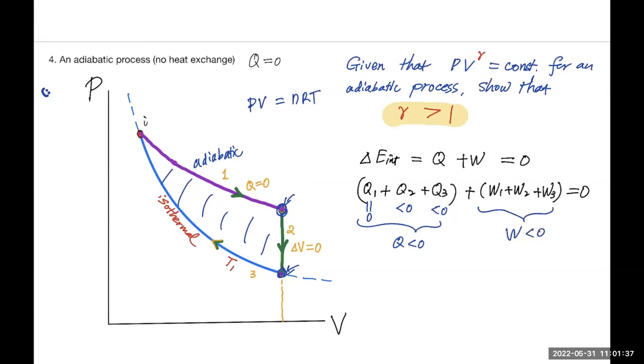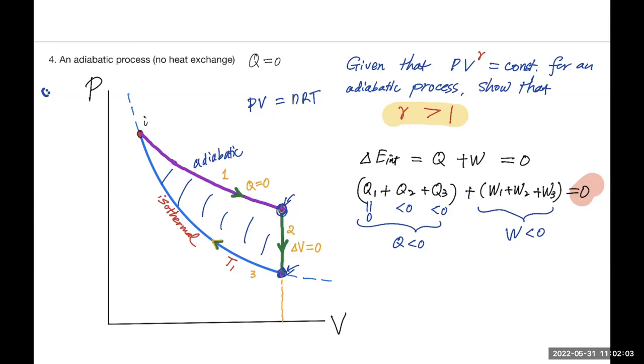Now we have a problem, don't we? Look at the left-hand side of the last equation. Q is less than 0, W is less than 0, but when you add Q and W, what do you get? You get 0, don't you? This is crazy. You get 0. That's what the first law of thermodynamics says. That doesn't work, right? A negative number cannot be equal to 0. So therefore, this entire process cannot happen because it violates the first law of thermodynamics.